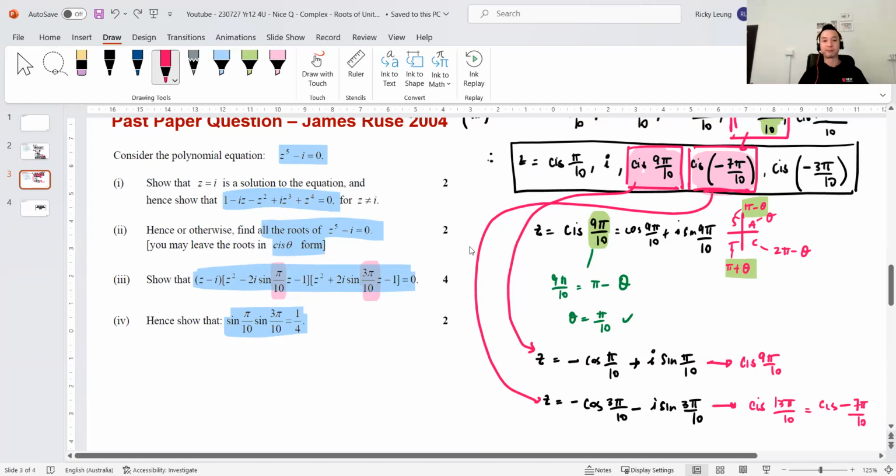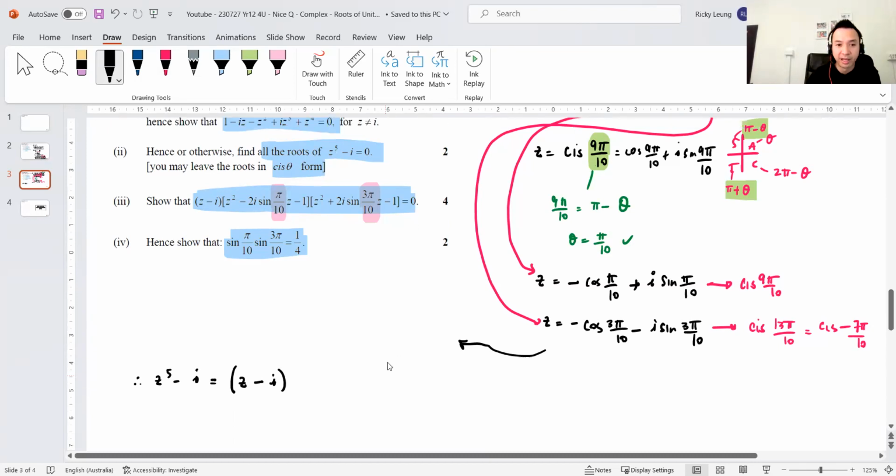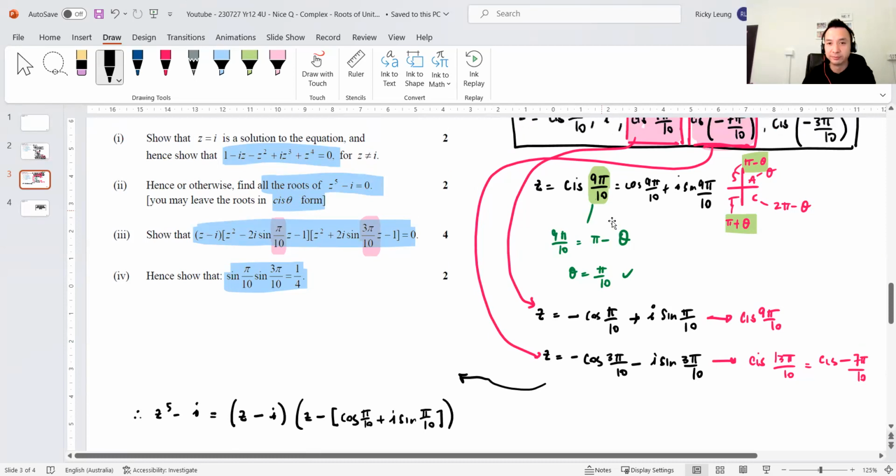So I can say something like this. Therefore, I need a bit of horizontal space, so I'm just going to come over here if that's okay. Therefore, z^5 minus i can be factorized into 5 roots. That's the first one. So I'll deal with the i first. And then the next ones are z minus, now I'll write it as cis. Let me write it in long form, just so you can see. So cos pi on 10 plus i sine pi on 10, that's the first one.